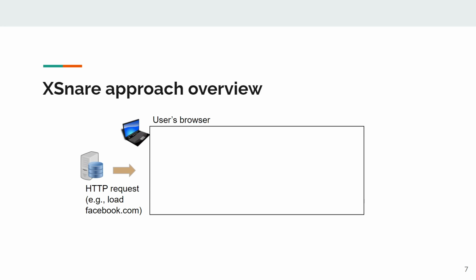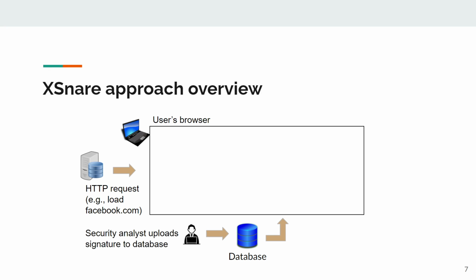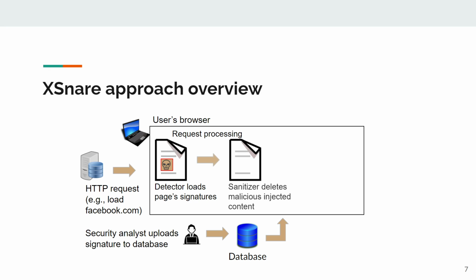Let's say a user is running our extension in their browser and they want to load facebook.com. Before this, a security analyst has uploaded a signature to a database that specifies that facebook.com might have some malicious content. The extension loads the signature, and when it's processing the request, it detects some malicious content in the HTML document. According to the signature, it sanitizes it, deletes this malicious content, and passes it on to the DOM rendering for the user to browse the clean document.